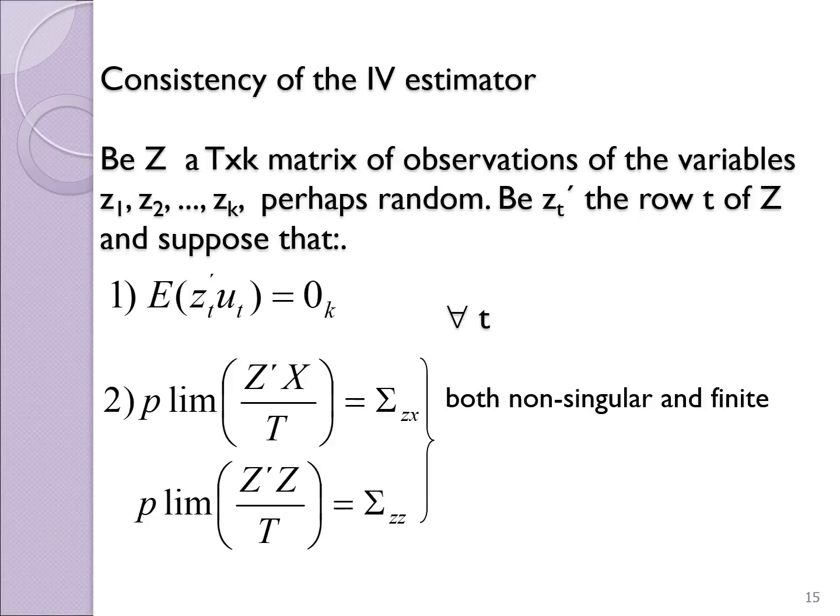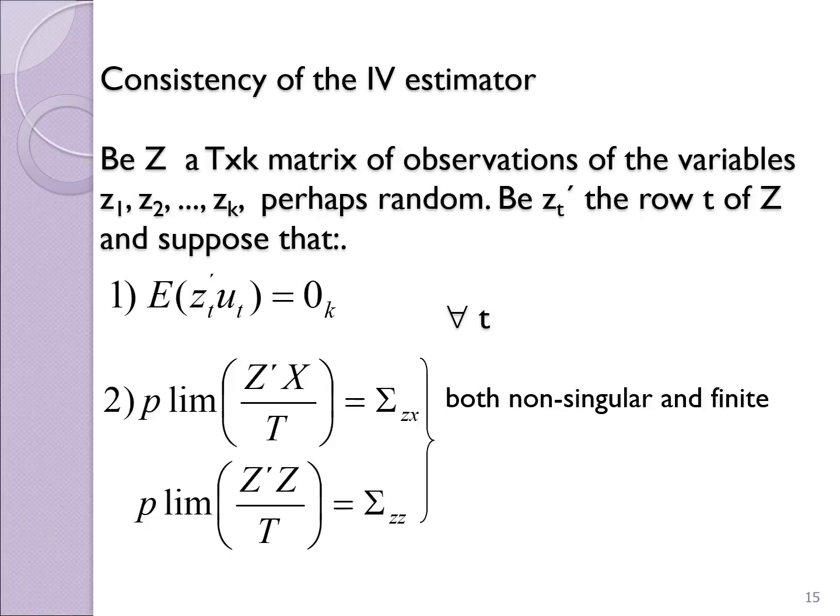Why is the instrumental variable useful? It is useful because it is consistent and asymptotically normal. Here are some conditions and some proofs of the consistency of the instrumental variable estimator. I'm not going to go through this because it belongs to a previous course.